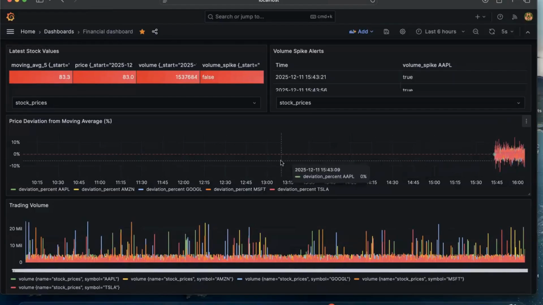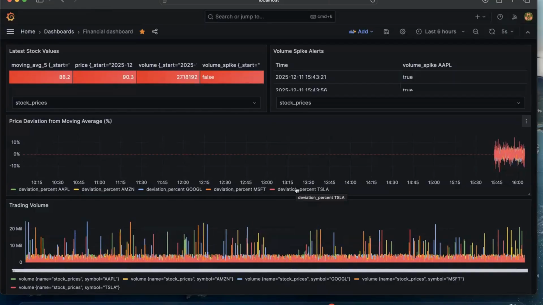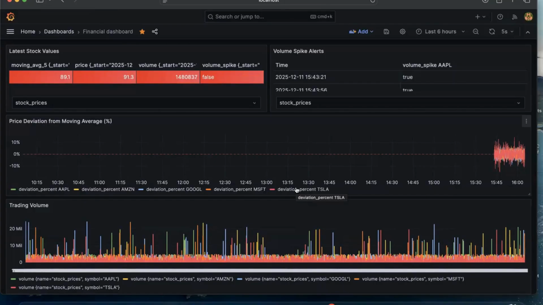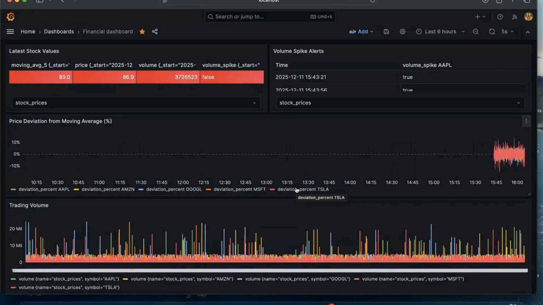In the middle, we are talking about the price deviation from moving average, which tracks how far each stock is trading from its trends. We can also see that there is a dramatic spike on the right side around 1400. That shows that the Tesla deviation is moving significantly from its average point.